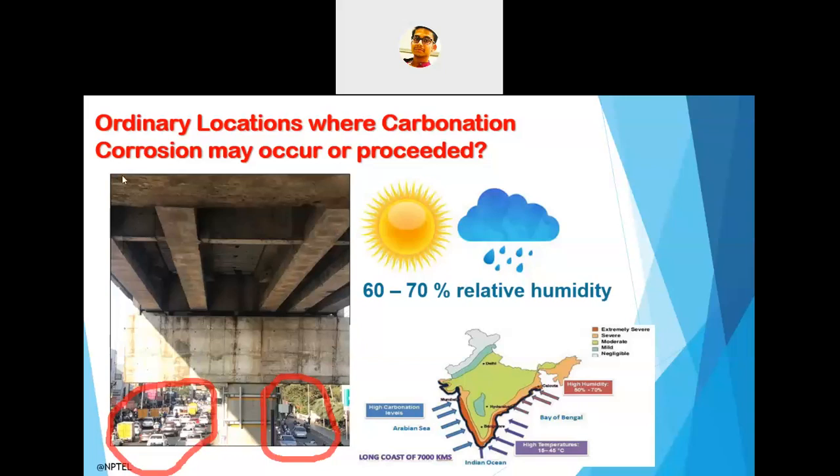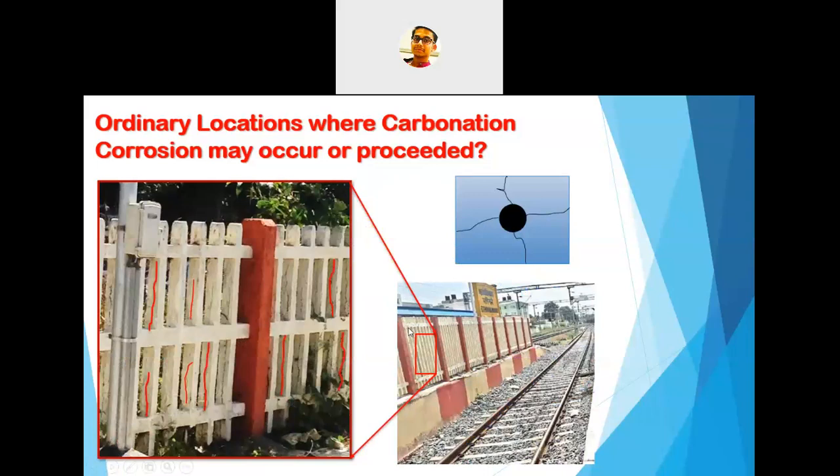One more type of location we can see is the railway station. You might have seen these types of fences in the railway boundaries. You can see very carefully that minute cracks are there, which I have marked with the red mark. These cracks are also happening due to carbonation-induced corrosion. How does it happen? If you see the cross section of this element, the cross section will be somewhat like this.